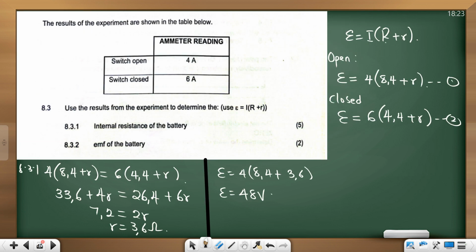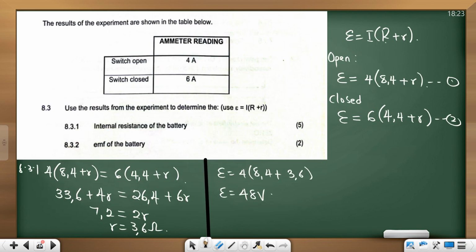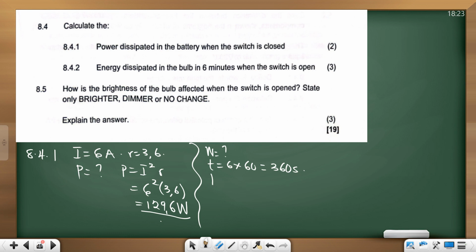When the switch is open, which resistor is working? Is it A or B? B. So the examiner is referring to B. Do we know the resistance? Yes. What's the resistance? 8. So the questions are very clear. R equals to what? 8. This one is 3 marks.